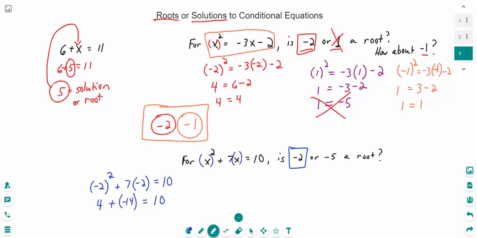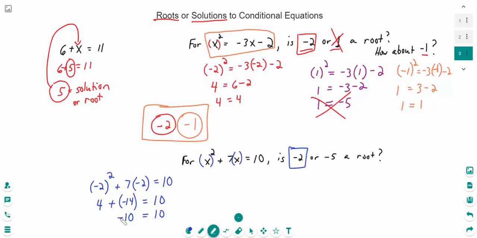It's already as simplified as possible. So now we can add this side up. 4 plus a negative 14 is going to give us a negative 10. And we still have this 10 on the right side. So we end up with negative 10 equals 10.